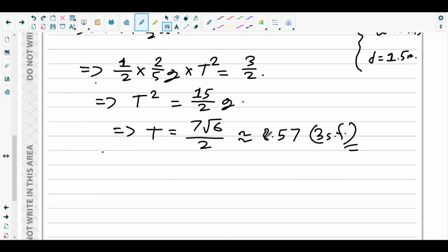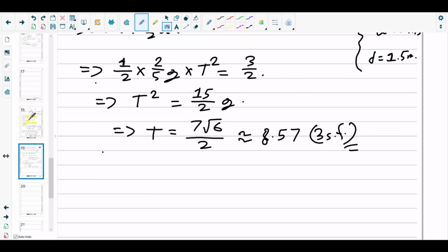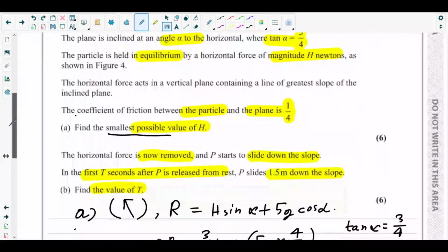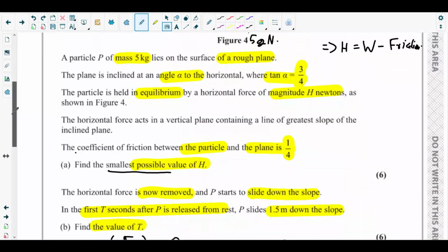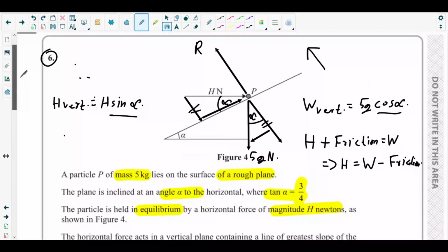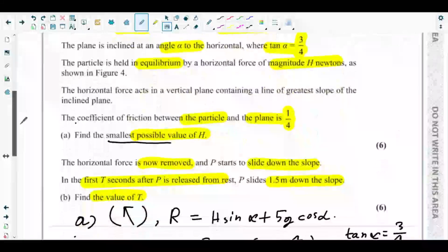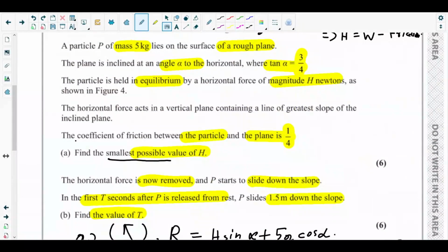So we got the value for t, the time to descend 1.5 meters. This is basically 8.57. They wanted the value of t, so the unit doesn't matter. And that's all about question number 6 from the M1 October 2024 paper.